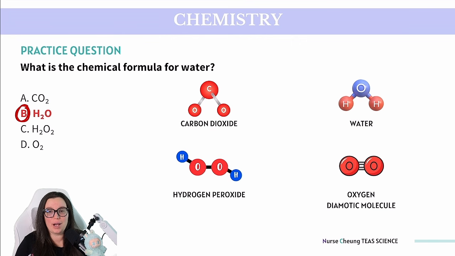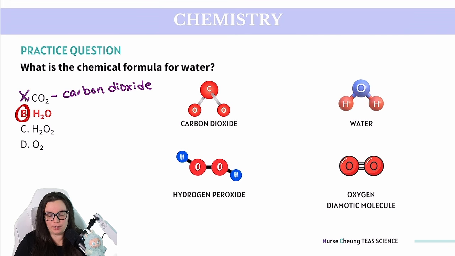Looking at our other answer options, we have carbon dioxide, which is CO2. Remember, with carbon dioxide, it's in the name. It has carbon, that's the C, and dioxide means that we have 2 oxygen atoms. So this is actually a byproduct of cellular respiration that we breathe out.